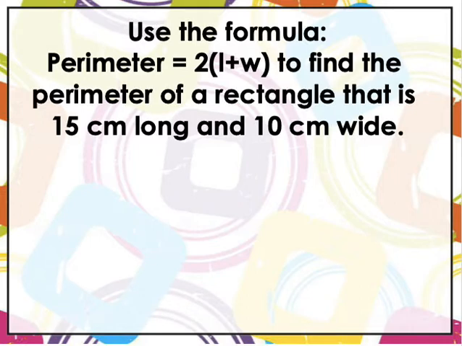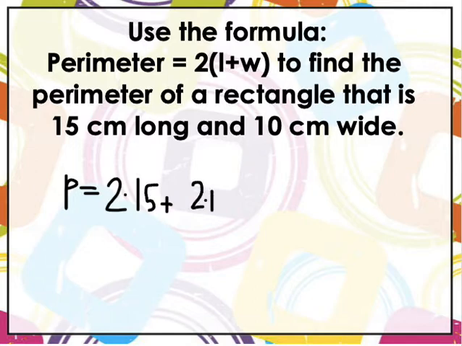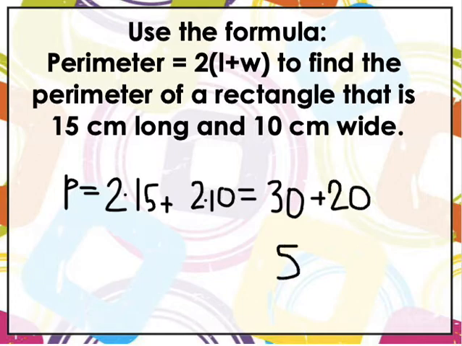So if we were going to use the formula for the perimeter to find the perimeter of a rectangle that is 15 centimeters long and 10 centimeters wide, we can simply plug this in. We don't even have to see the rectangle. We can write P equals 2 times 15 plus 2 times 10. And when we multiply that out, 2 times 15 is 30, and 2 times 10 is 20. So we know that for this rectangle, the perimeter would be 50 centimeters. And all we had to do was use the formula.